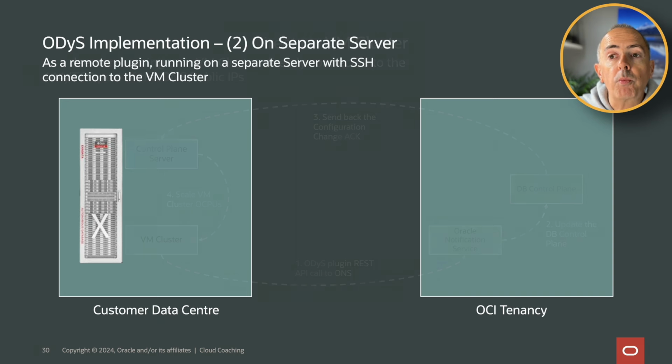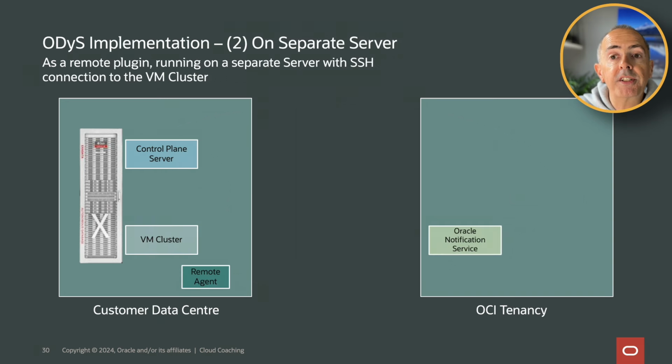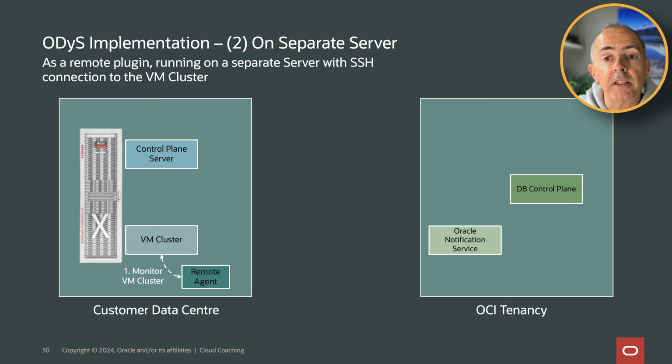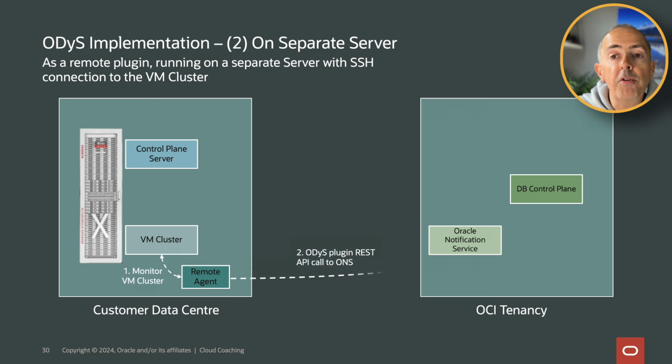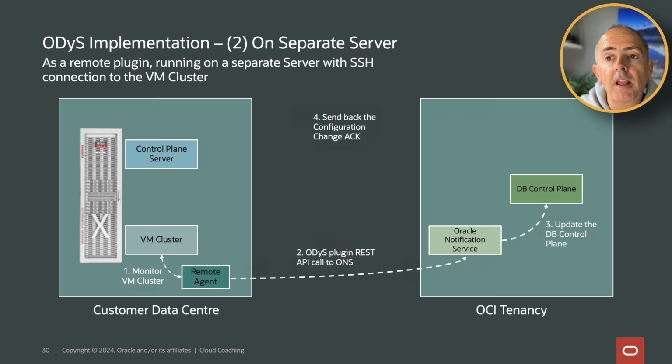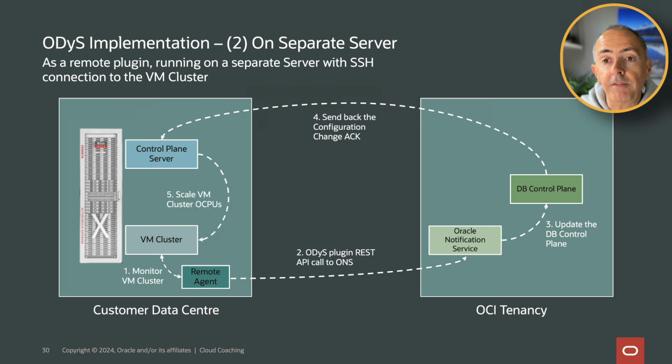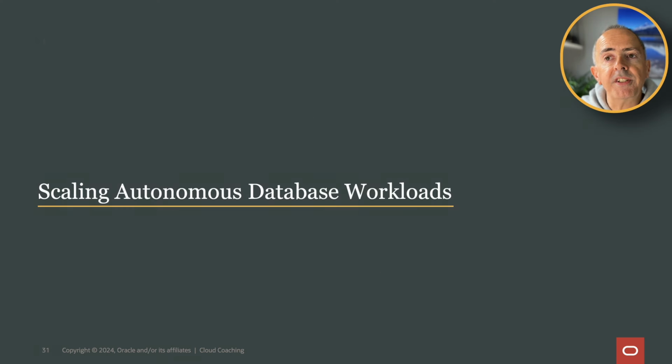The second option is where the agent is now running on a separate physical server outside of the Exadata. Now, both methods work very similar, but because you need to have OCI connectivity from the server to OCI, you can choose the best place to run that, whether it's on the VM cluster nodes or on a separate physical server. So what we've covered so far is the Exadata database service.